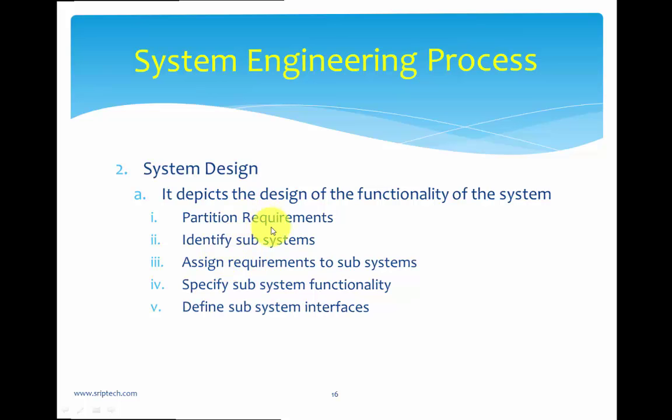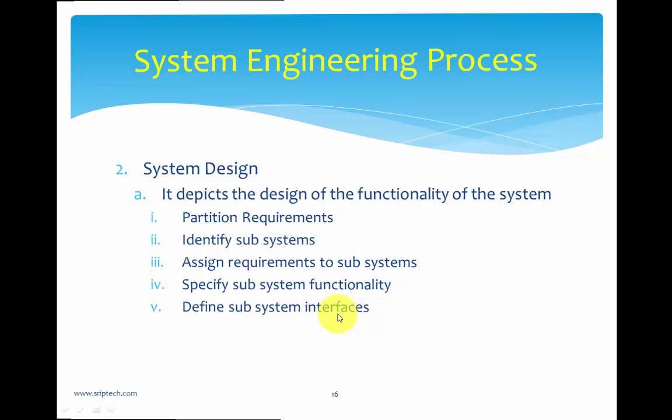So once the requirements are partitioned, you have to partition them in such a way that a specific set of requirements becomes a subsystem. Then you have to assign the requirements to the subsystem, specify the functionality of the subsystem, what that subsystem will do, and finally design the subsystem interfaces. So what you are trying to do in system design is give a design of the entire system by identifying the number of subsystems that the main system would contain, and those subsystems come into the picture depending upon the partitioning of requirements.